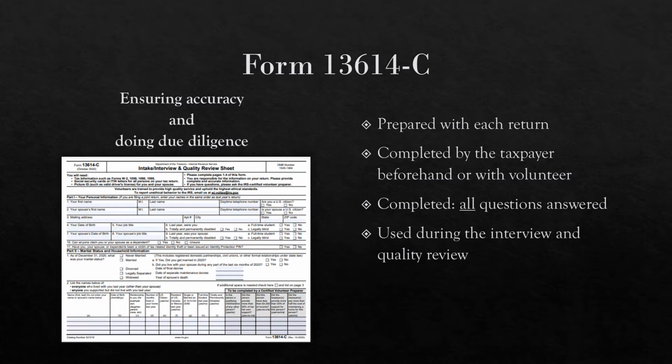On to the second part of our intake process, we fill out Form 13614-C, and this is to ensure the accuracy of our returns and also help us do our due diligence. It needs to be prepared with each and every return, and it can be mostly completed by the taxpayer beforehand, or it can be completed with a volunteer. It does need to be completed, and that means that all of the questions get answered. And if anything gets marked unsure by the taxpayer, it will need to be discussed and changed to either a yes or no, and we'll see more about that later.